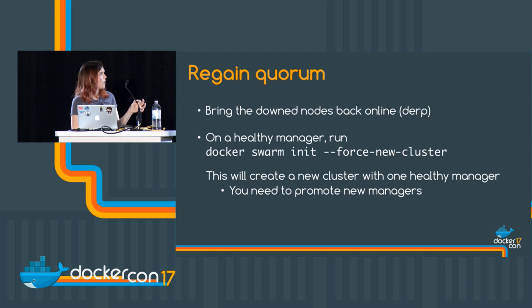If you lose quorum, if you have access to a healthy manager, you can run docker swarm init --force-new-cluster. That will recreate the cluster with one manager, the healthy manager that you're on. You then need to promote other managers to get to the group that you want. If you wanted five, you've now forced a new cluster with only one manager. But it's a pretty okay, pretty soft failure recovery. Nothing too disastrous has happened.